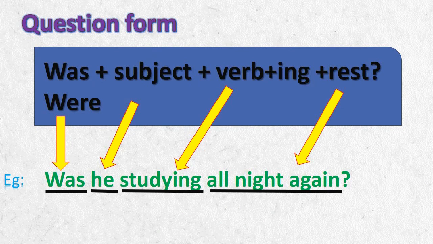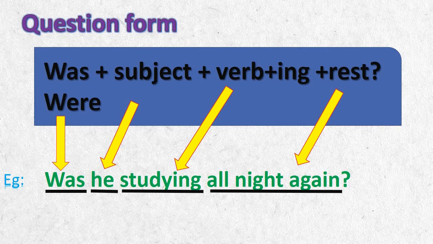This is the question form. If we have to ask a question in past continuous tense, we have to use this structure. So you have to use was or were, subject, verb plus ing, rest.